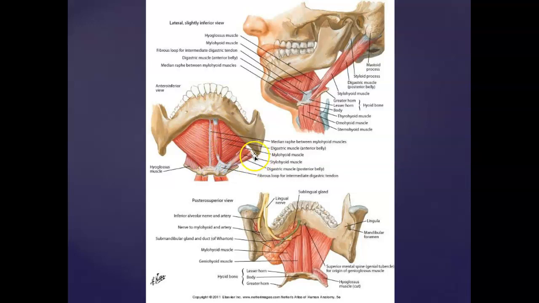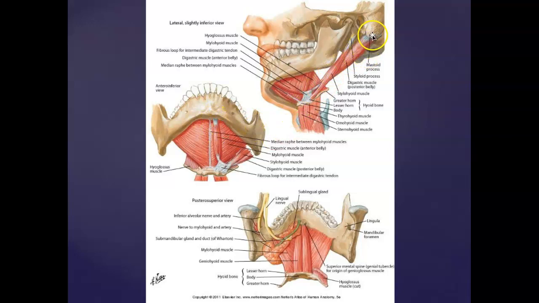The digastric muscle here, you can see it is this far one here coming from the mastoid process, coming through a loop on the hyoid bone, this fascial loop, and then coming up and attaching onto the front of the mandible here as well.